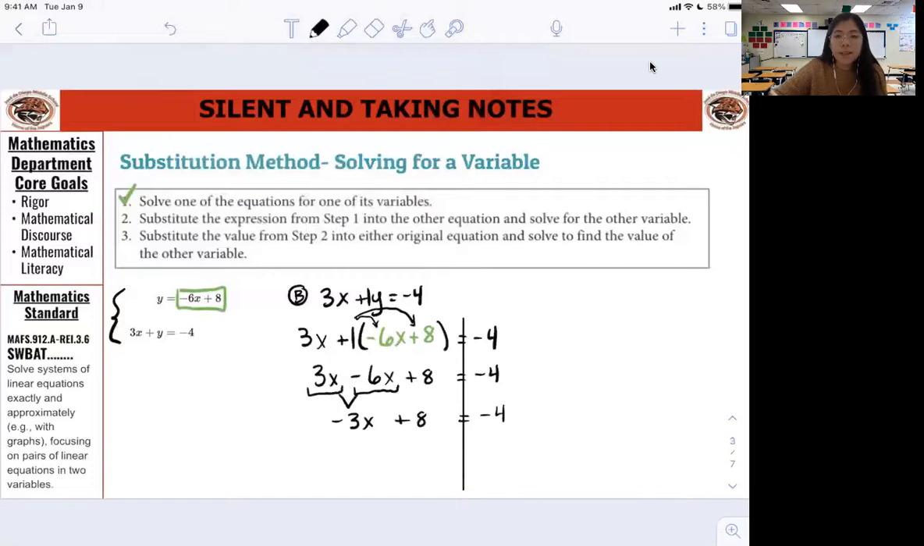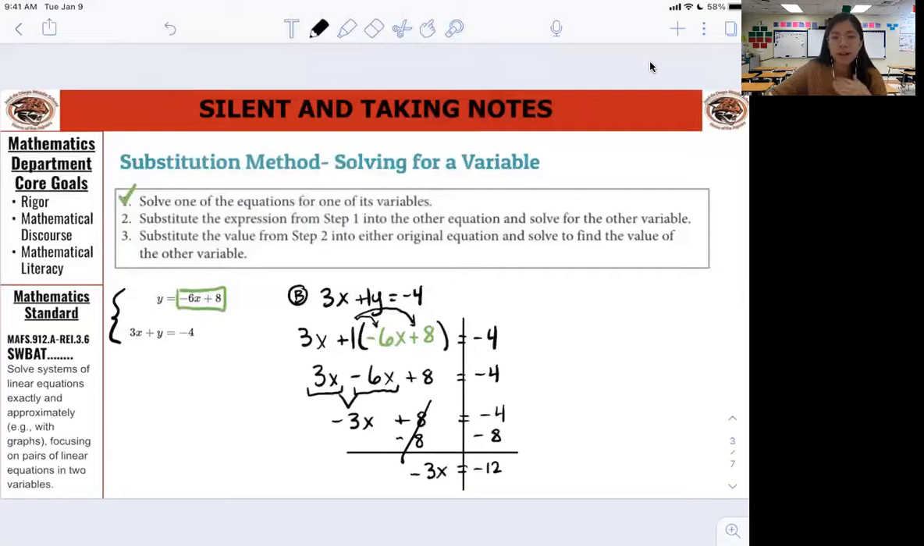Now to get x by itself, I'm going to have to subtract 8 on both sides. Which leaves me with negative 3x equals, now, negative 4 minus 8. I'm getting more and more negative, so in your head, what you're really going to do is add those numbers. So 4 plus 8 is 12, but I know it's negative, so it's going to be negative 12.